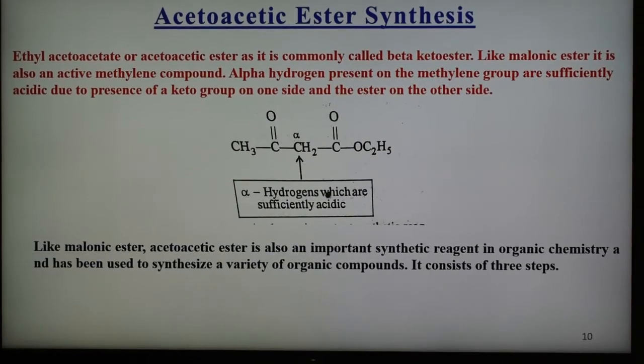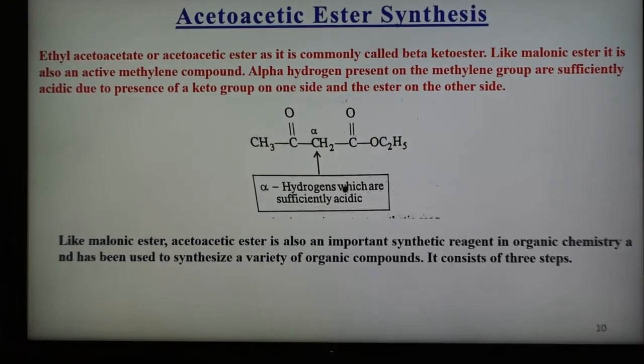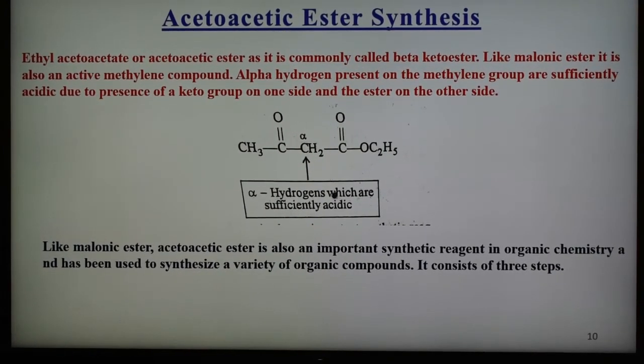And now the second important reactive methylene compound is the acetoacetic ester. Of the two compounds we are discussing, the first is the malonic ester and the second is the acetoacetic ester. Ethyl acetoacetate, or acetoacetic ester, is commonly known as a beta-ketoester. Like malonic ester, it is also an active methylene compound. The alpha hydrogens present on the CH2 group are sufficiently acidic in nature due to the presence of a keto group on one side and an ester group on the other side. Therefore, it is known as acetoacetic ester, and the structure is shown here.